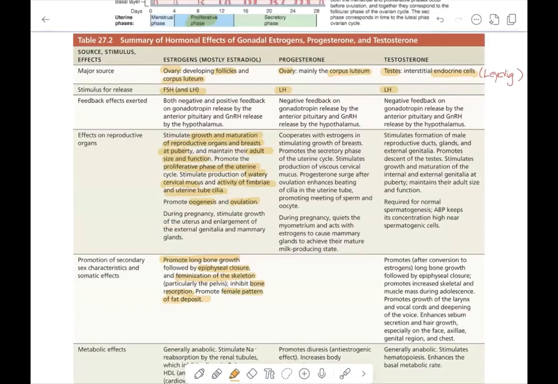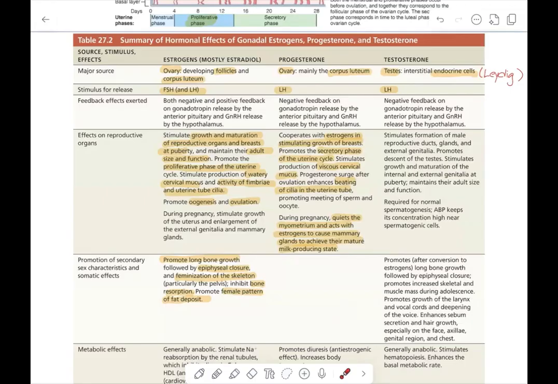For progesterone, its primary reproductive effects would be cooperating with estrogen to stimulate growth of the breast, promoting the secretory phase of the uterine cycle, which is the post-ovulatory phase, and stimulating production of viscous cervical mucus. Progesterone surge after ovulation enhances beating of cilia in the uterine tube. And during pregnancy, it quiets the myometrium and acts with estrogens to cause mammary glands to achieve their mature milk-producing state.